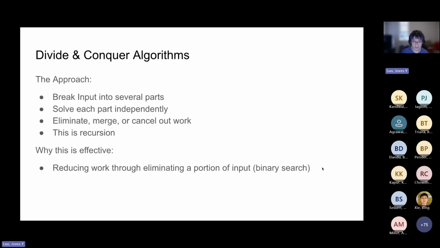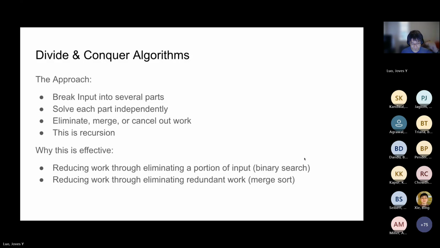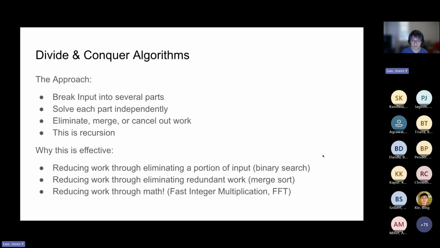So reducing work through eliminating a portion of the input is effective because you don't have to solve for the entire input. Reducing work through eliminating redundant work, such as merge sort, is effective because you don't have to make every single comparison. You only have to do log n levels of comparisons, whereas a bubble sort is O of n squared. You compare every pair, and that's inefficient, right? And then you can do reducing through math, because math has certain properties where you can eliminate work. So fast integer multiplication is an example of this. FFT, fast Fourier transform, is also an example of this.